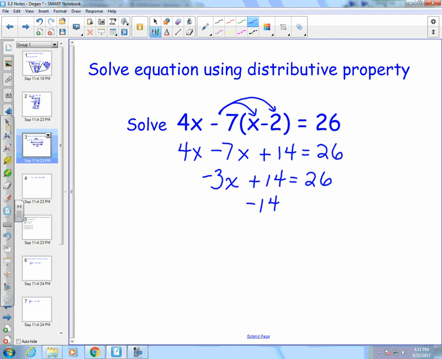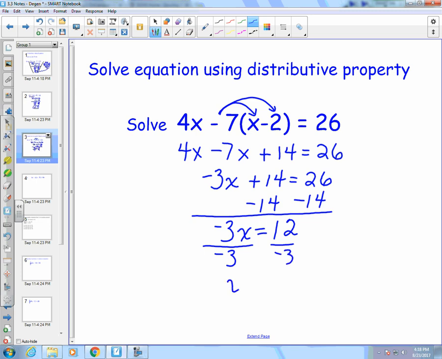That means we'll subtract 14 on both sides and have negative 3x is equal to 12. And finally, a one-step equation, let's undo by dividing by a negative 3 on both sides and have x equals a negative 4. Put a box around that final answer, please. It's very important that you do that distributing of the negative 7 to the x and the negative 2 in order to get rid of your grouping symbols.